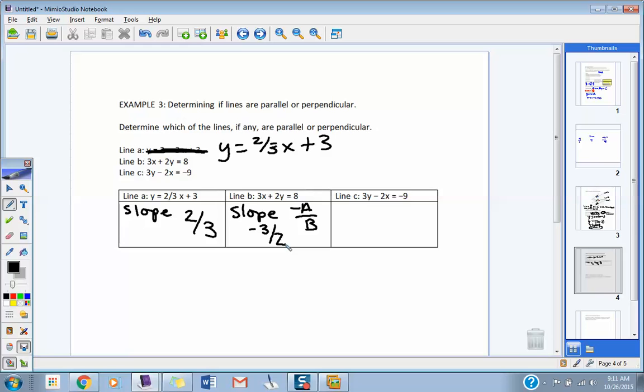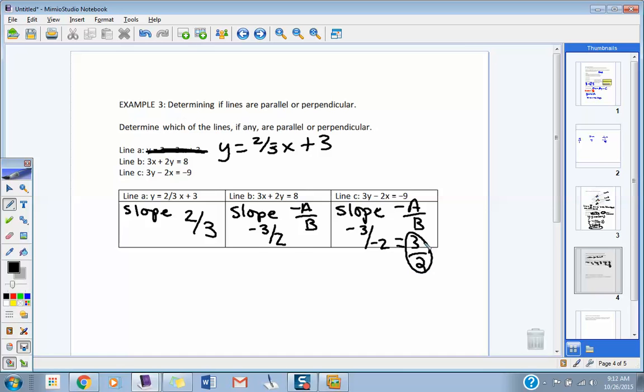Finally, in line C. In line C, is that standard form or slope-intercept form? That is standard form. So again, looking at slope as the opposite of A over B as its standard form. What is the opposite of A, kiddos? Negative 3. What's the B value? Negative 2. However, what's a negative divided by a negative really going to be? Positive. So the slope really here is 3 over 2.